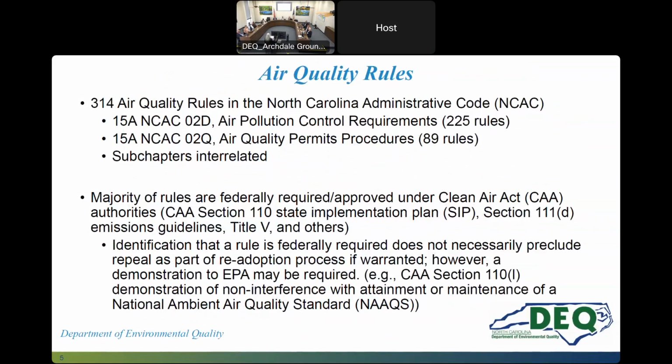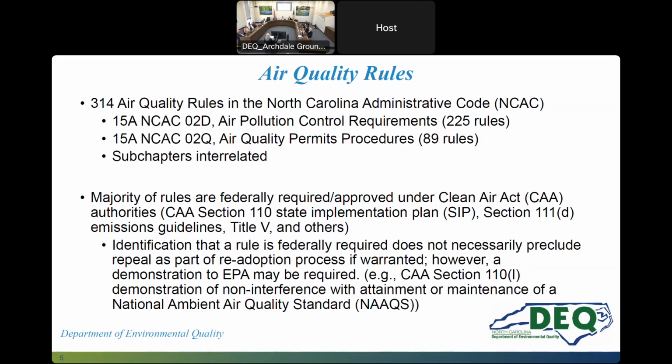So for your air quality rules, you currently have 314 air quality rules in the North Carolina Administrative Code. They're found in 15A NCAC 02D, which houses the air pollution control requirements. There are 225 rules there. In 15A NCAC 02Q, we have our air quality permits procedures, where there are 89 rules. And these subchapters are interrelated. The rules cross-reference one another throughout.